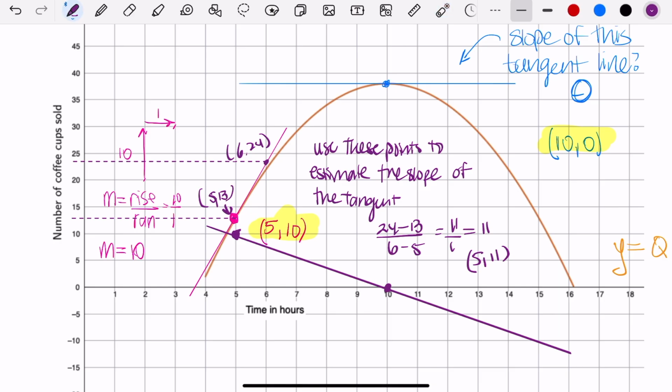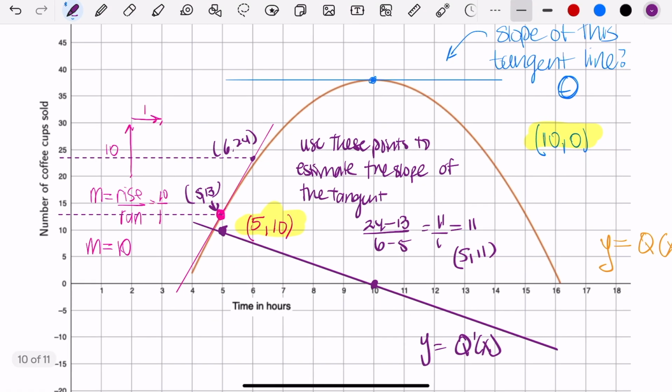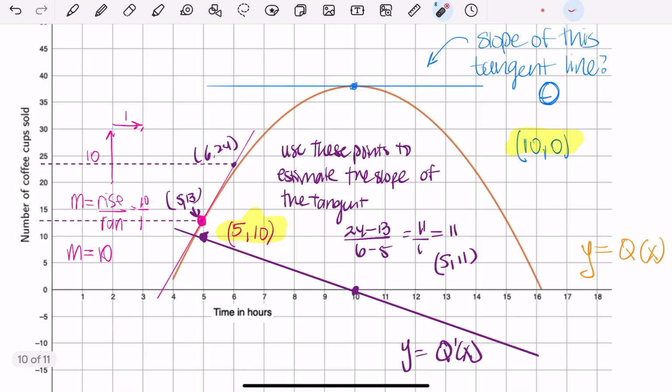So right here, what I have just done is sketched y equals q prime of x. And remember, we have q of x right here.